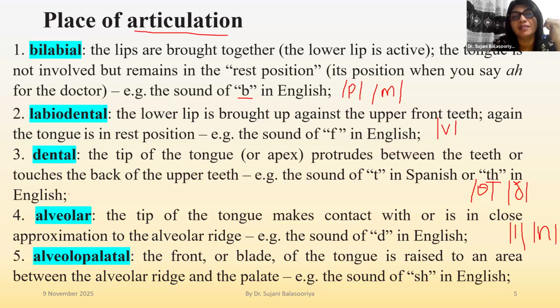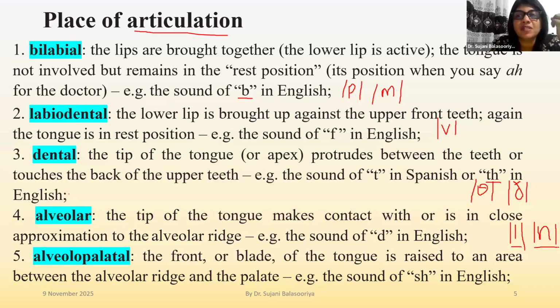Did you find that place? The alveolar ridge? Everyone can produce these two sounds, L and N. Actually, you do not touch your upper teeth. It is not the upper teeth, it is somewhere after the upper teeth. That place is called the alveolar ridge.